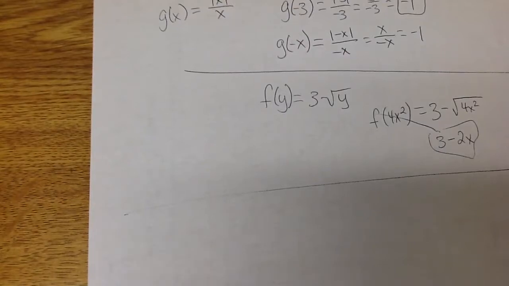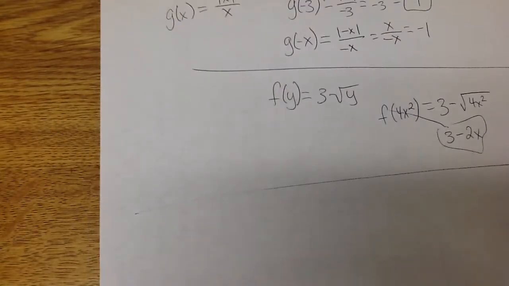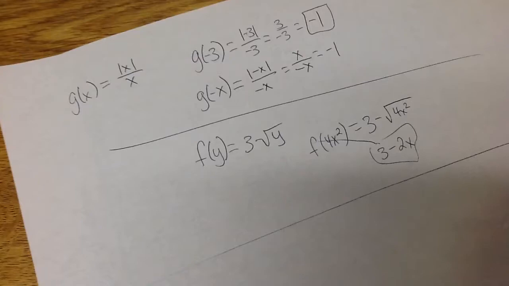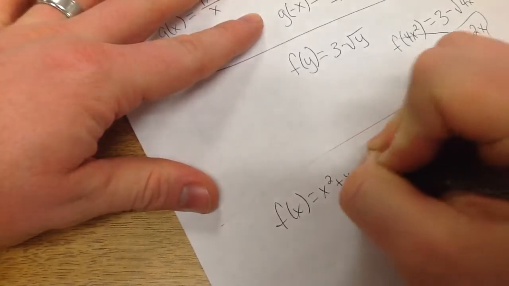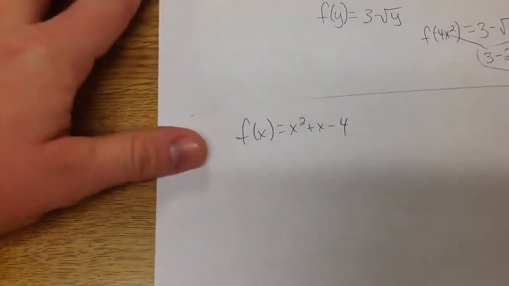But for functions, I think you guys think Stanbury should have taught you this. If you have f of x equals x squared plus x minus 4, that should be a no-brainer.